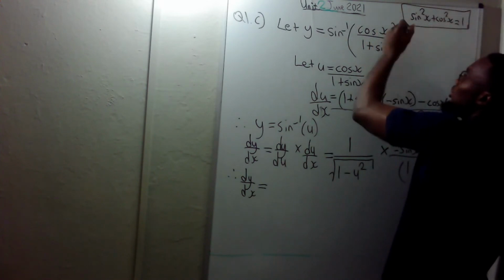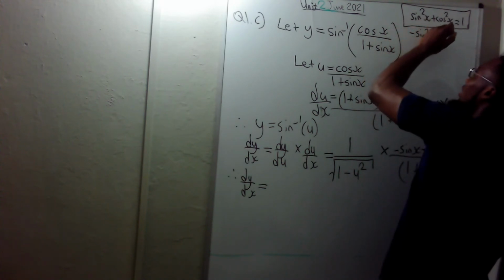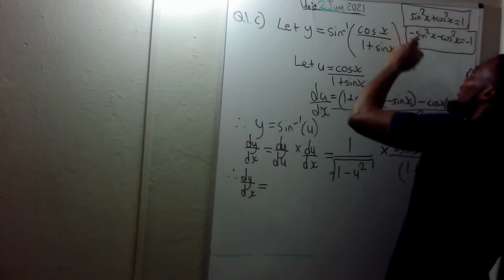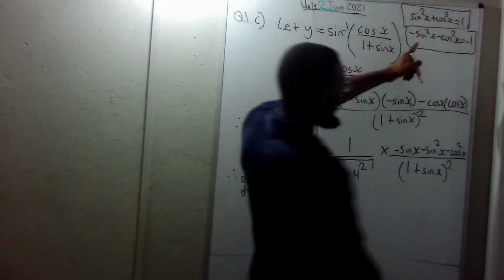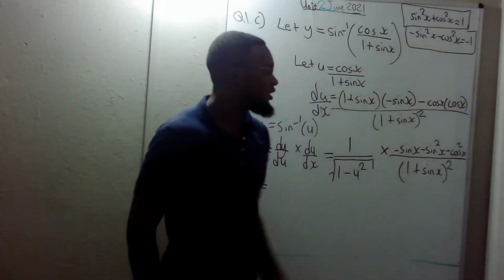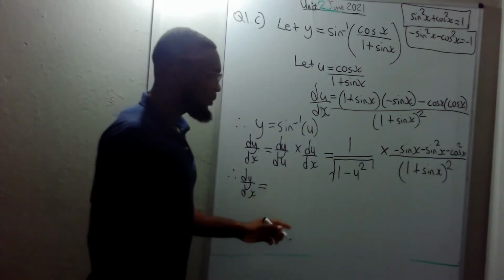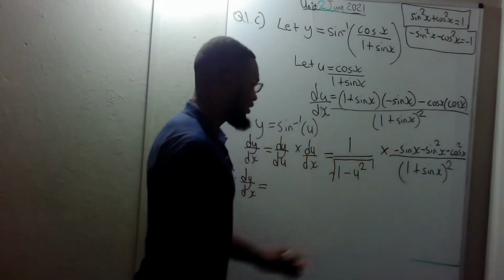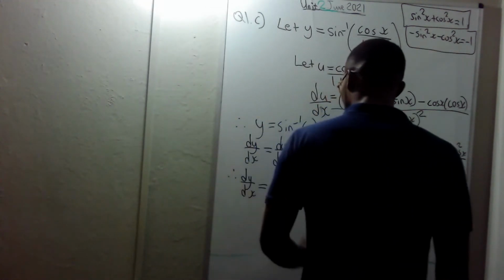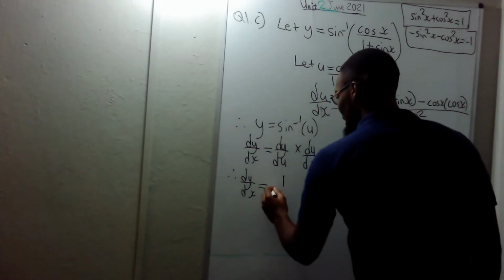So if you multiply through by minus 1, that would mean minus sine square x minus cos square x is negative 1. Follow that. Minus sine square minus cos square is negative 1. So this part here is negative 1. So dy by dx is 1 times minus sine x. So let's write it this way.